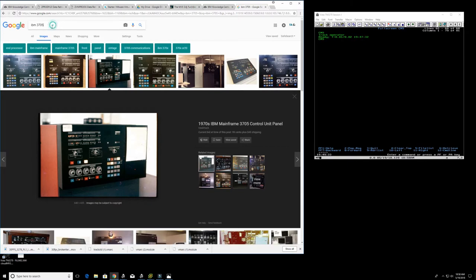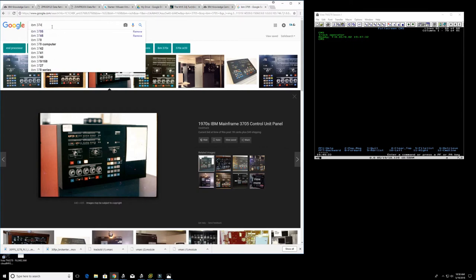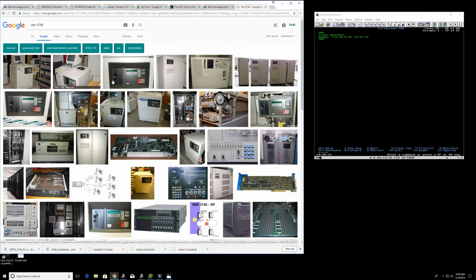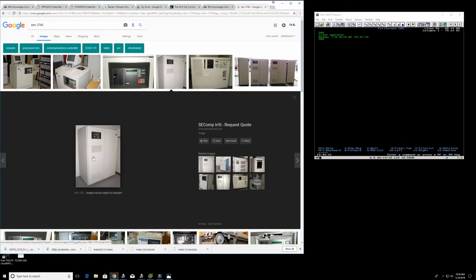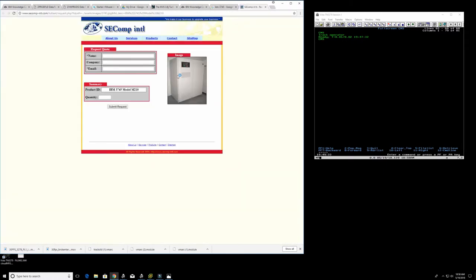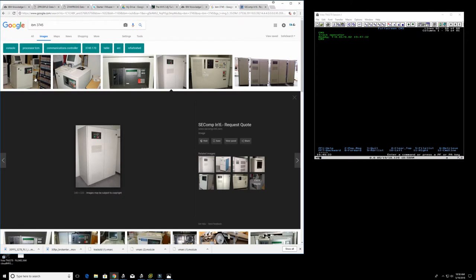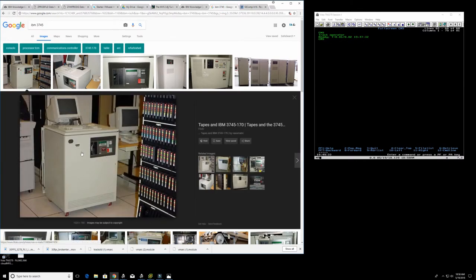Later on, this was replaced by the 3745, which is how I remember it looked, and there are probably newer versions of this. And then later on it became smaller. This is a computer in its own right. I mean, it has an operating system in it. It has a program called NCP, which you have to actually generate on the mainframe and then transfer over there, which will control the lines.